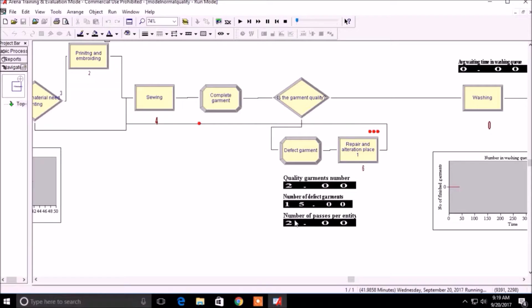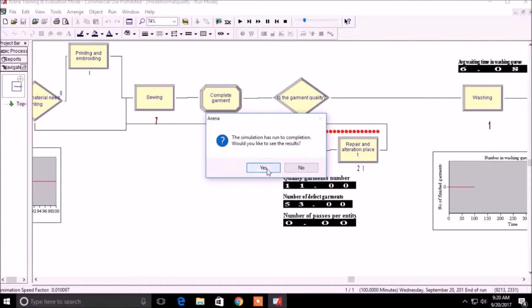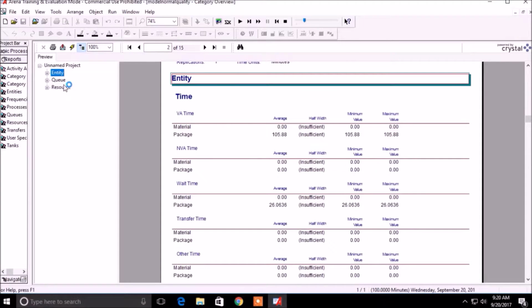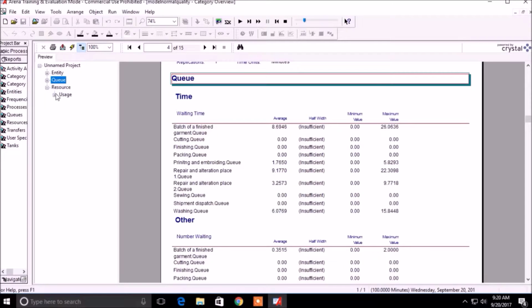Note the number of passes per entity, it is always increasing. Even it's going to 2 and even more than 2. Here you can see the number of defect garments is more. Let's speed up the model. You can see how the number of passes per entity changes. It even goes up to 3 iterations. When one entity goes through repairing repeatedly, it further increases the chance of that entity being bad. Let's see the results.